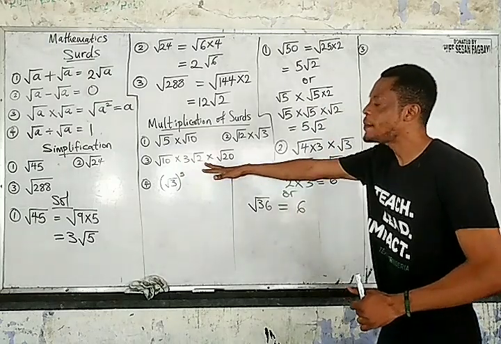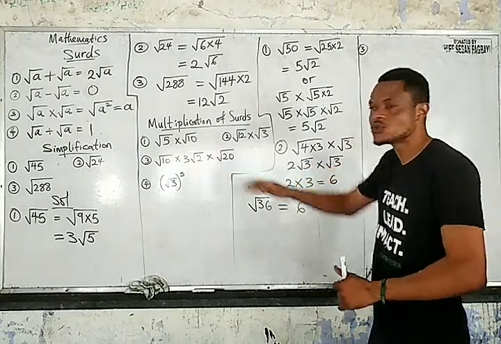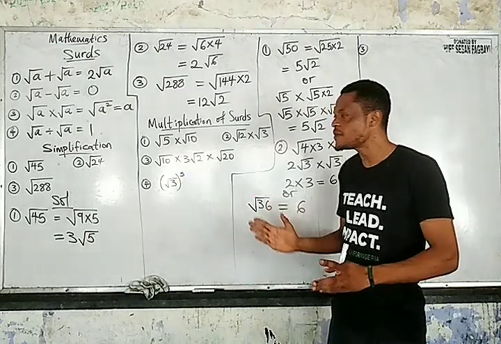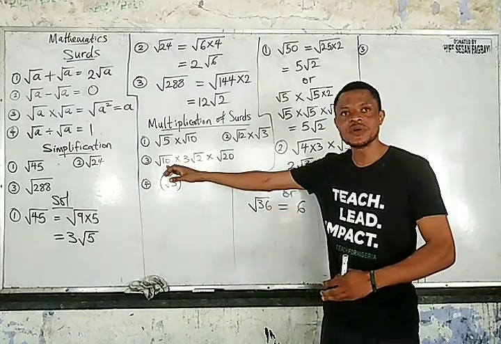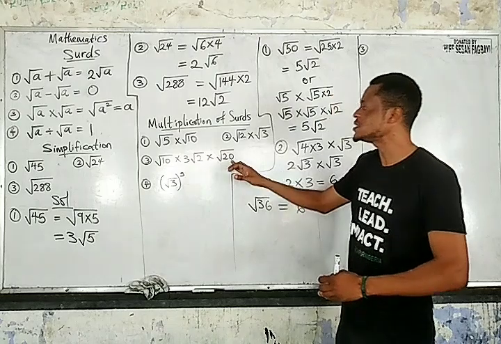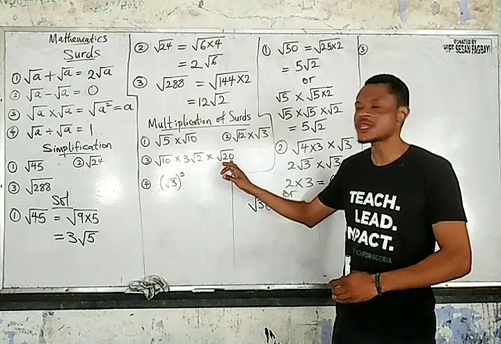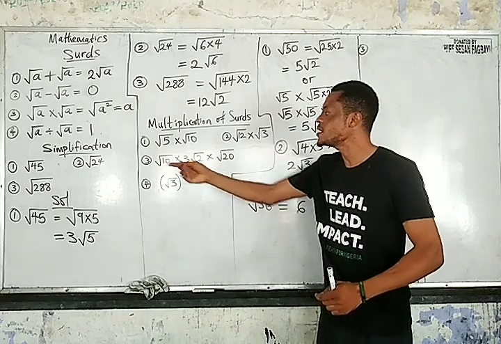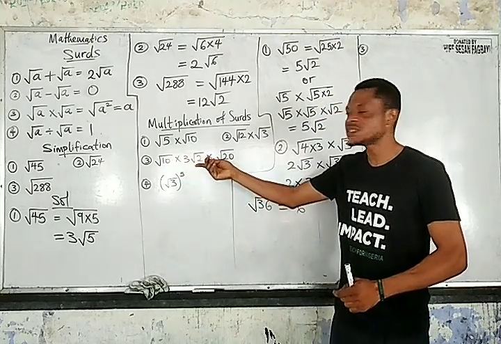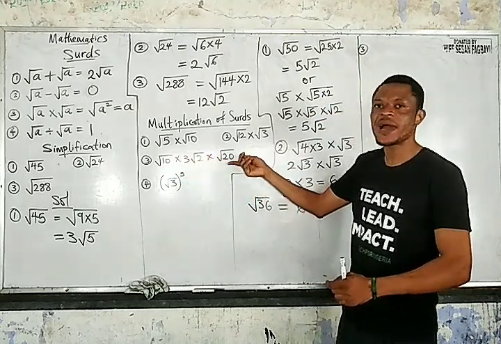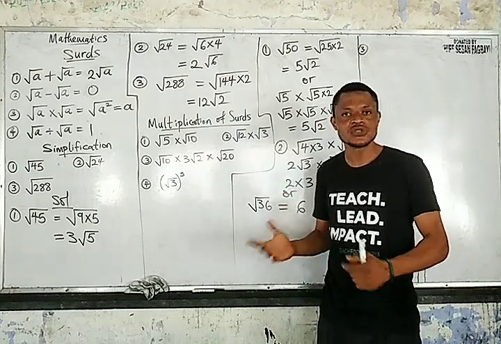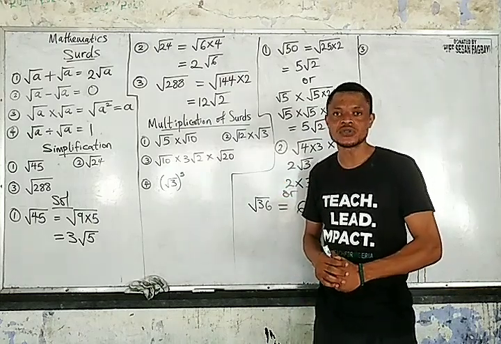Root 10 multiplied by 3 root 2 multiplied by root 20. I can choose to break this down by simplifying it: root 10 is root 5 times 2, and root 20 is root 4 times 5. Likewise, I can multiply 10 by 2, which is 20, and 20 by another 20, which will be 400. I can make use of that method too.